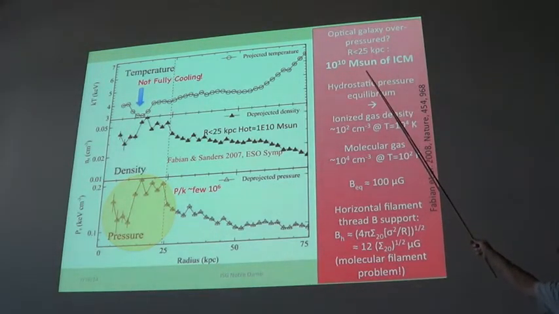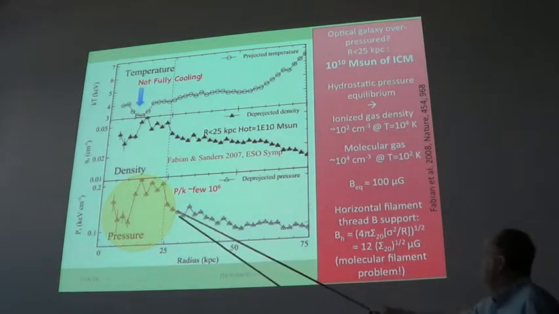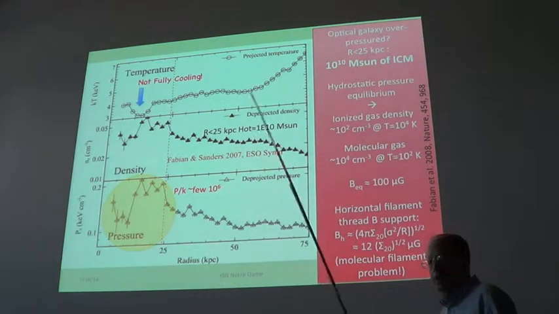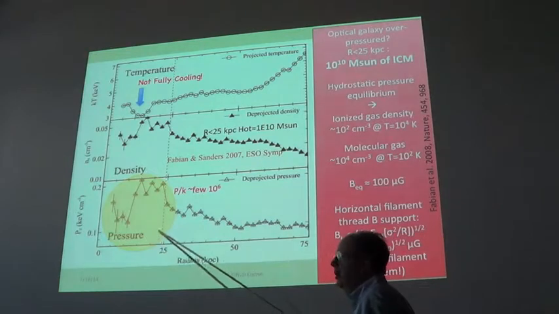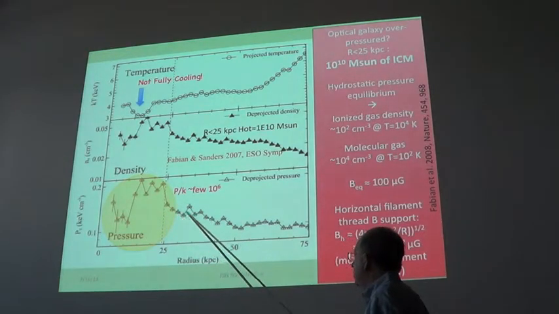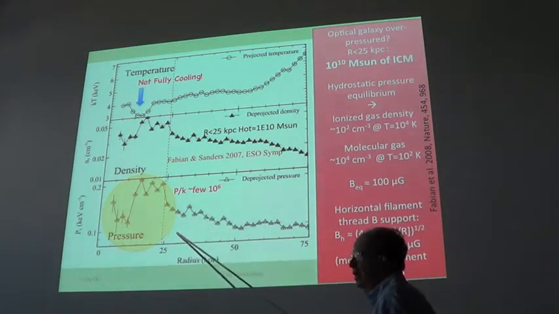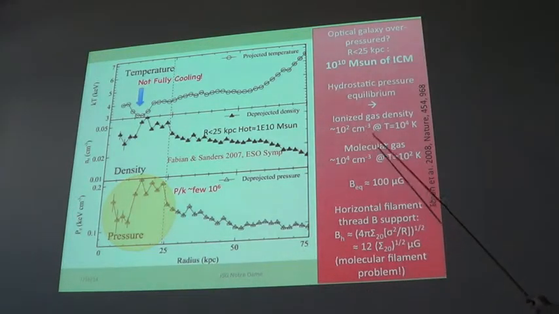There's about 10 to the 10th solar masses of hot medium inside of this 25 kiloparsec radius, which is approximately where most of the filaments are as well. So this zone here is also the primary filament zone. Other than the northern extension, they fade out right around in this area. Okay? The ionized gas density would then be about, from the pressure, about 100 on average for pressure equilibrium. Any molecular gas, 10,000. Equilibrium magnetic field, 100 microgauss.